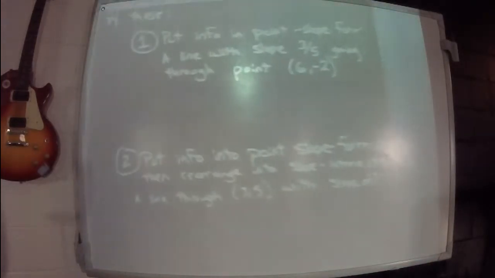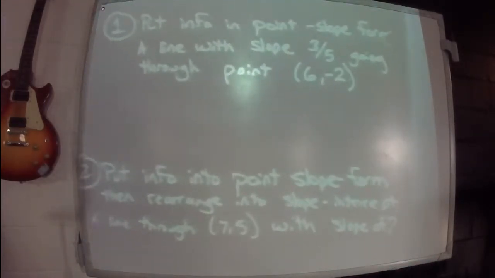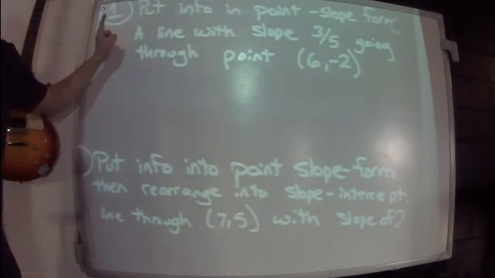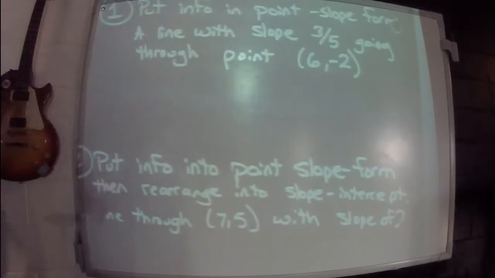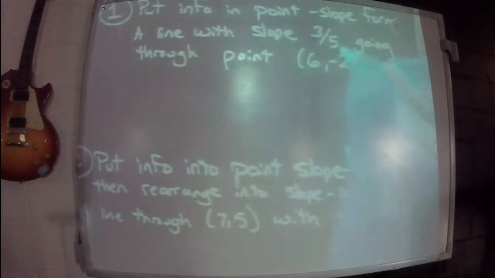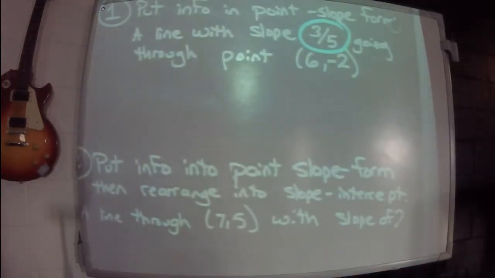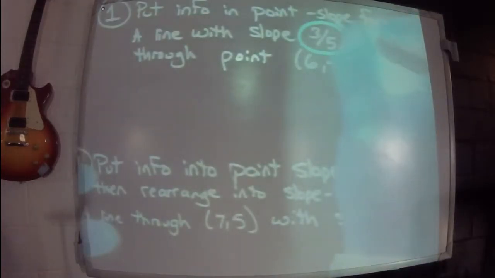So let's look on the back and see our 3 examples here. Put the information in point slope form of a line with a slope of 3/5 that goes through the point 6, -2. Okay, circle 3/5. And then put the letter M next to it. That's the slope. The slope is 3/5. So put a little M right there.